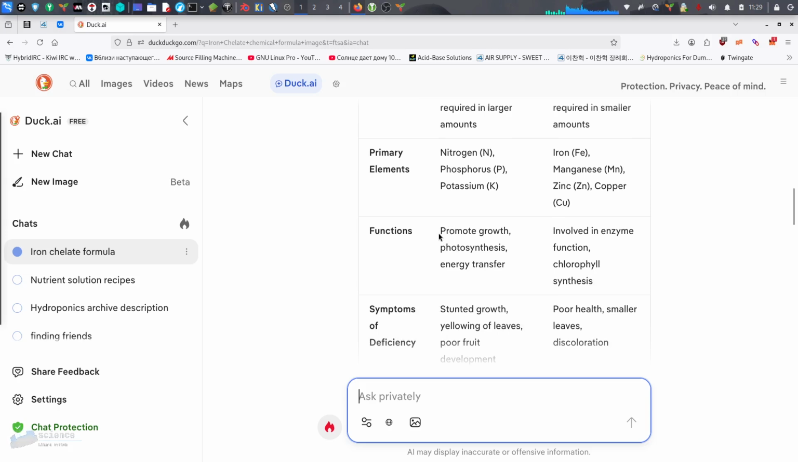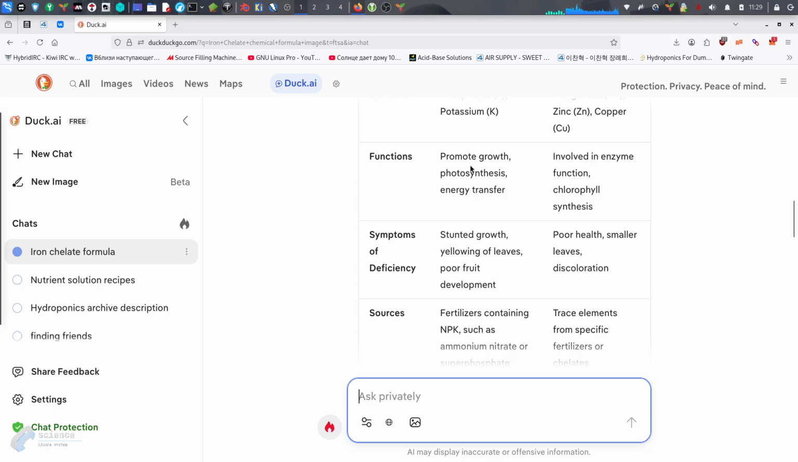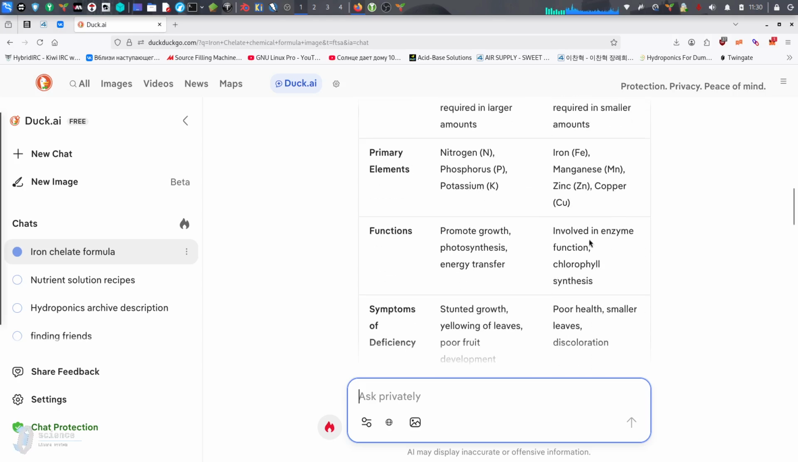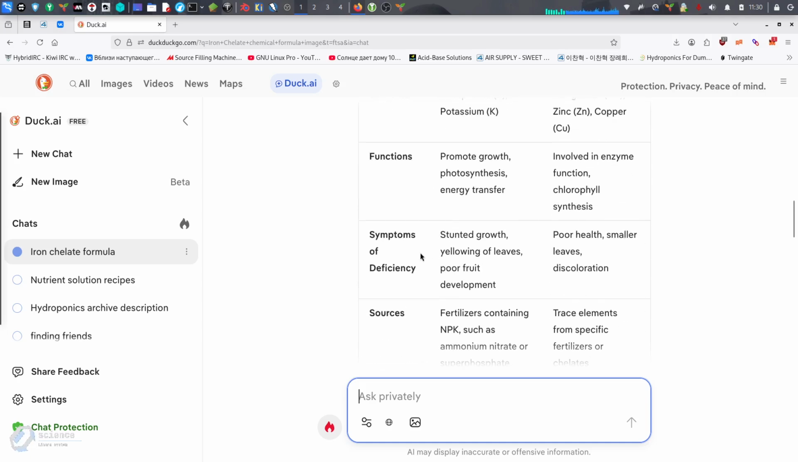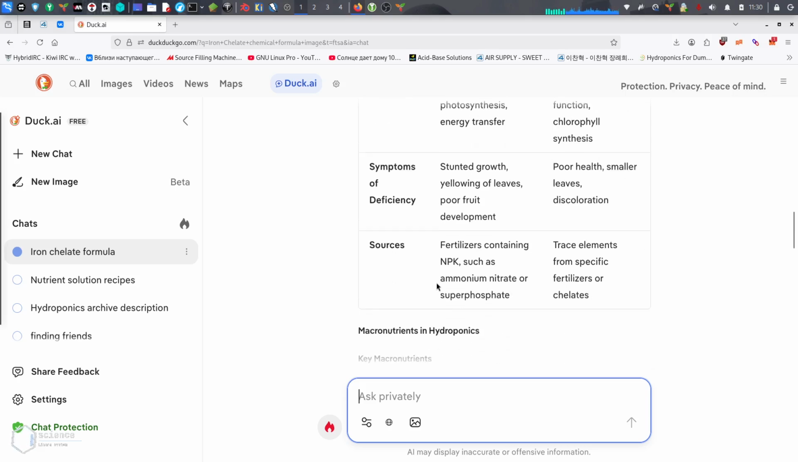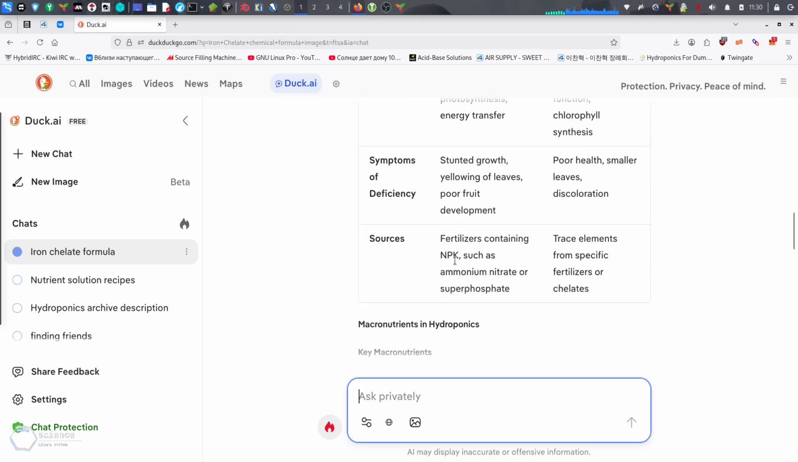Functions: macro: promote growth, photosynthesis, energy transfer. Micro: involved in enzyme function, chlorophyll synthesis. Macro symptoms of deficiency: stunted growth, yellowing of leaves, poor fruit development. Micro: poor hue, smaller leaves, discoloration. Sources: fertilizers containing NPK, such as ammonium nitrate or superphosphate. Micro: trace elements from specific fertilizers or chelates.